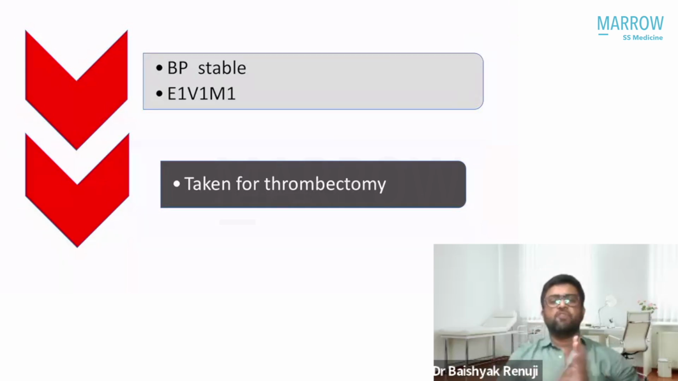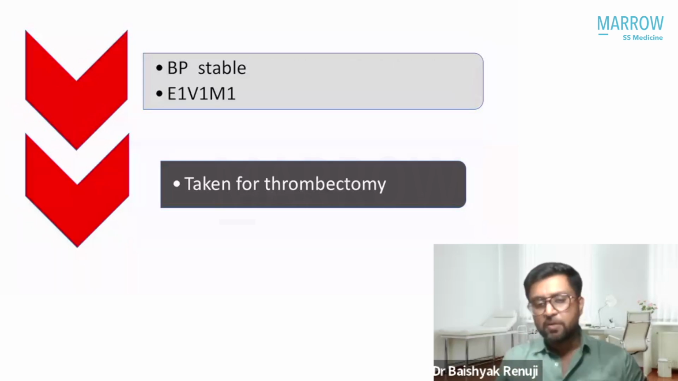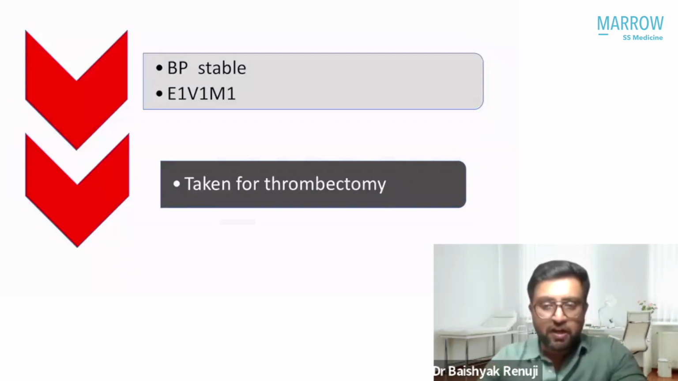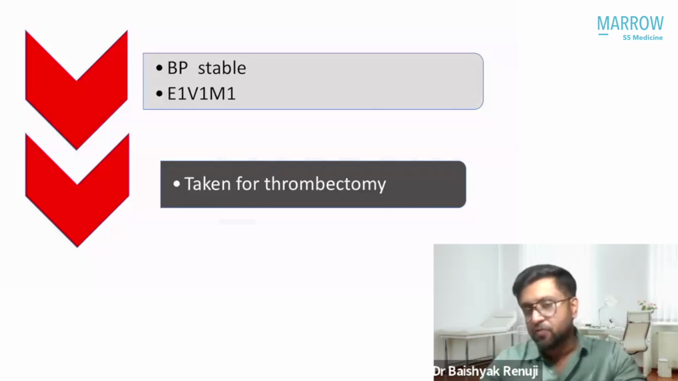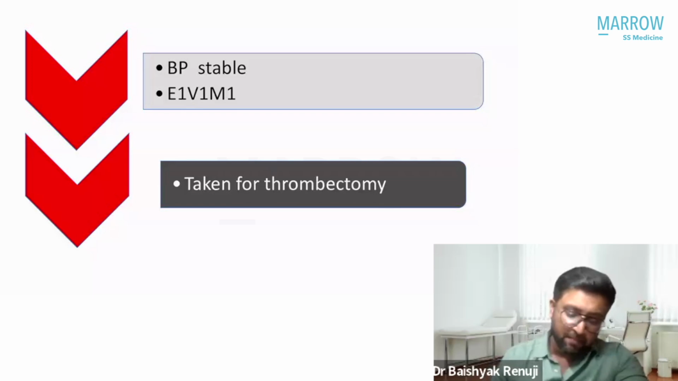So again, the question came whether you should go ahead. We explained to the bystander that there is no doubt, if you leave the patient, he is going to die. We have to take the patient. Our radiointerventionist was very aggressive and said we will take the patient whatever the outcome, we'll explain to the bystander, we'll do the thrombectomy. We took the patient to the cath lab without lysis, direct thrombectomy.